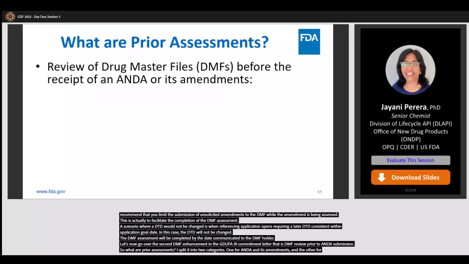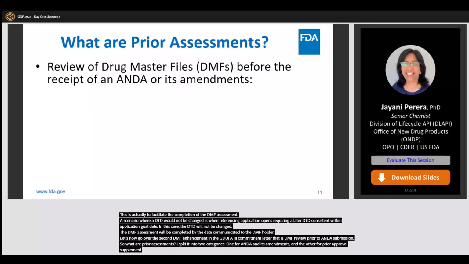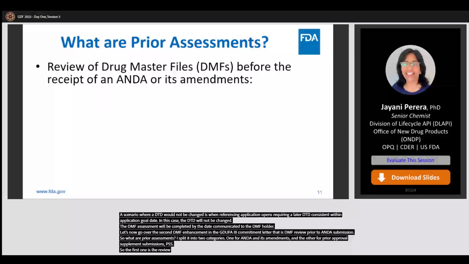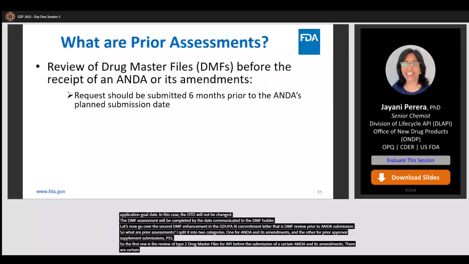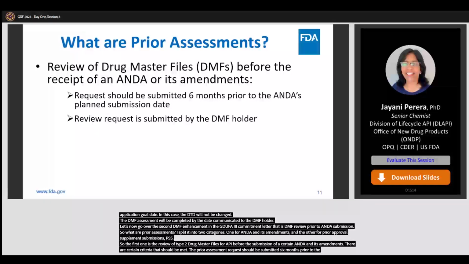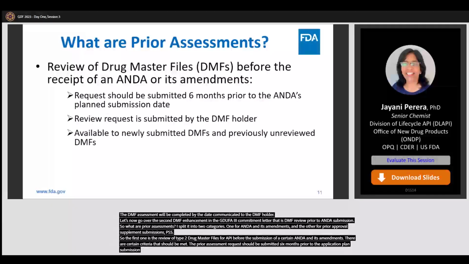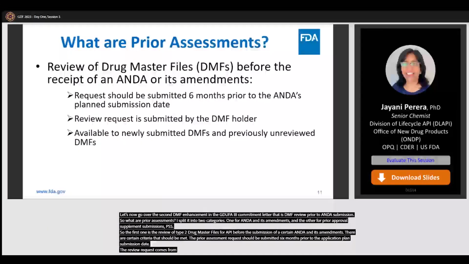PASs. So the first one is the review of Type 2 Drug Master Files for API before the submission of a certain ANDA and its amendments. And there are certain criteria that should be met. The prior assessment request should be submitted 6 months prior to the application planned submission date. The review request comes from the DMF holder, and this is available for newly submitted DMFs and previously unreviewed DMFs.